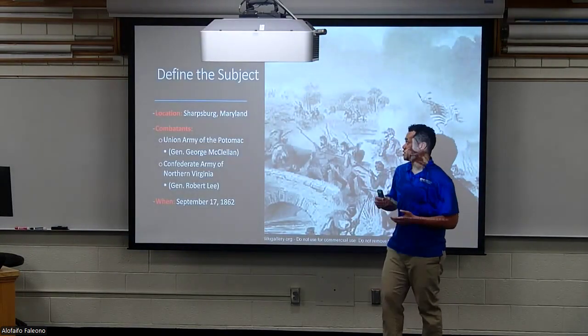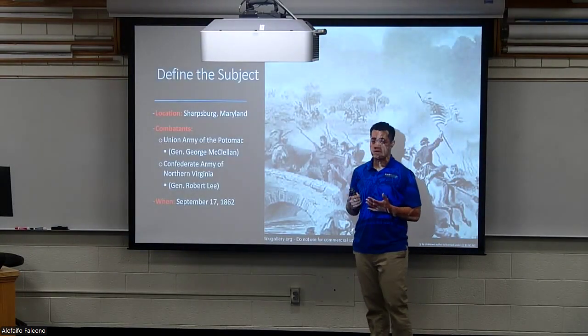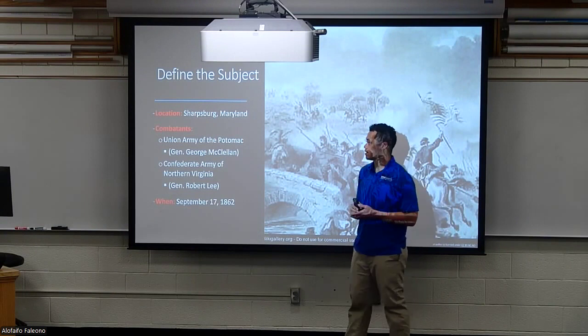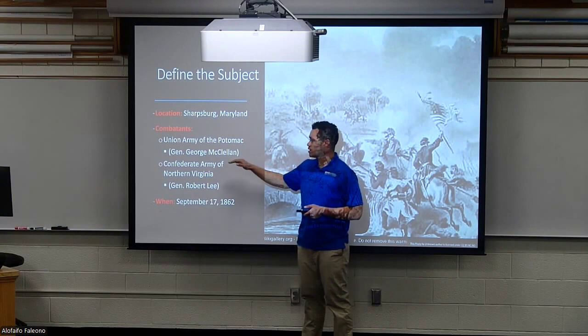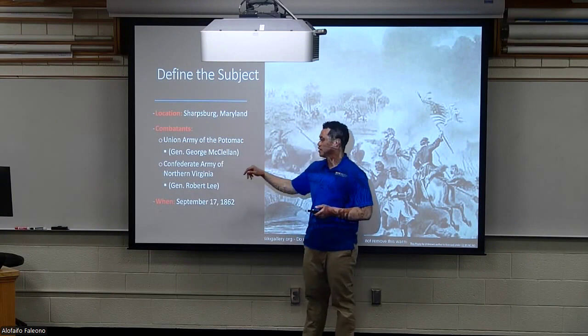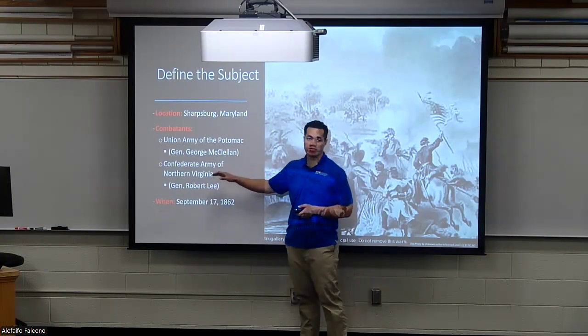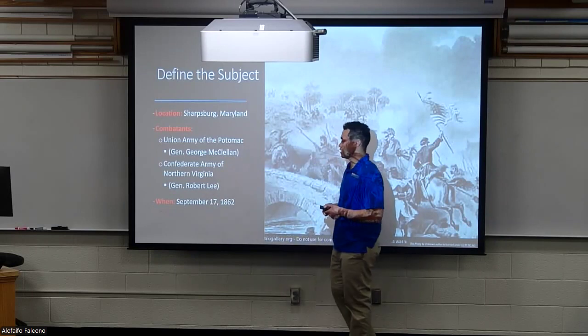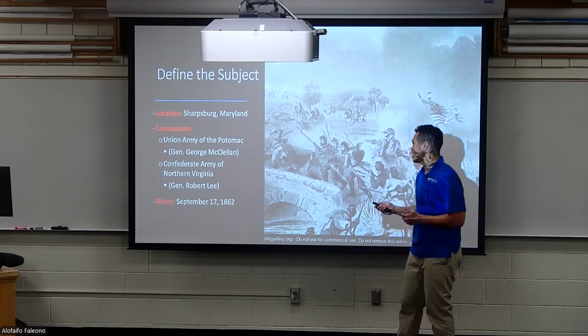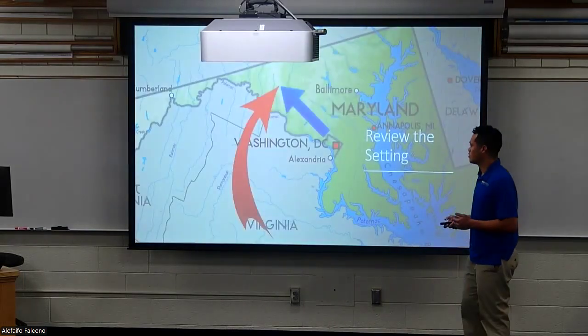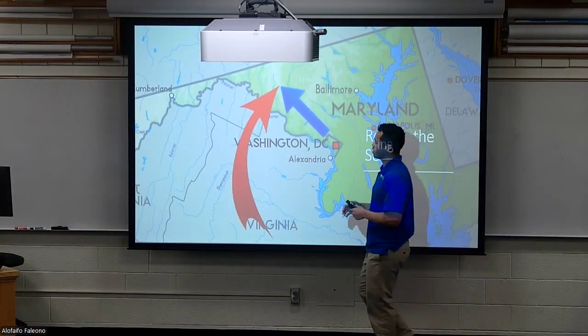So let's define the subject. The location is Sharpsburg, Maryland, in the vicinity of that area. The combatants are the Union Army of the Potomac, led by General George McClellan, going up against the Confederate Army of Northern Virginia, led by General Robert Lee. This battle takes place September 17, 1862, at the beginning of the Civil War. So let's review the setting really quickly.